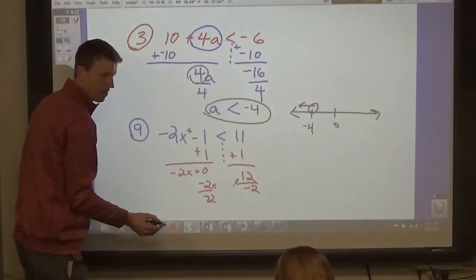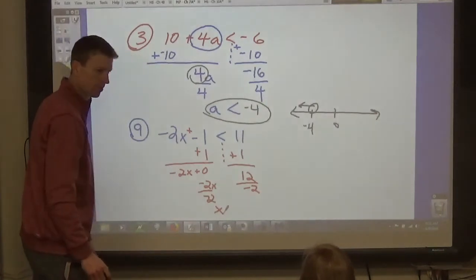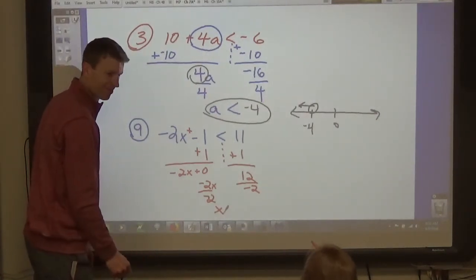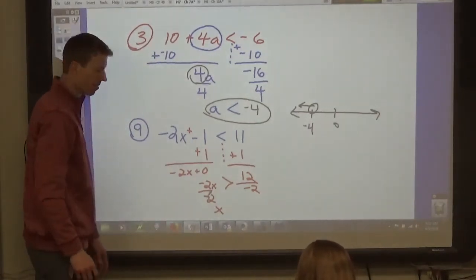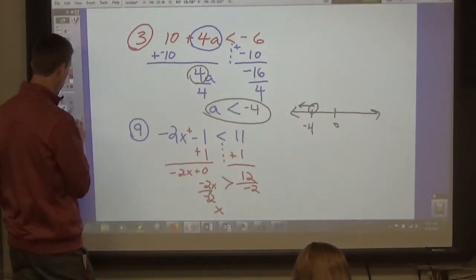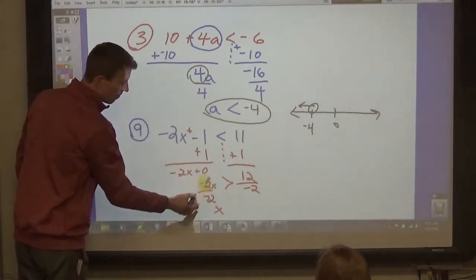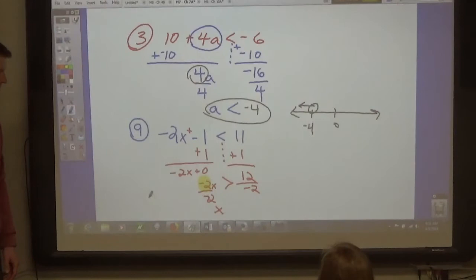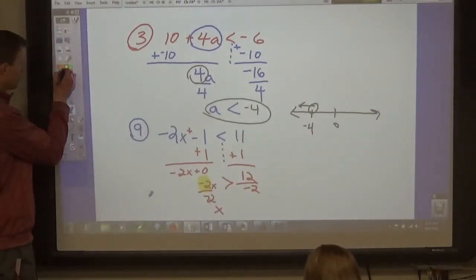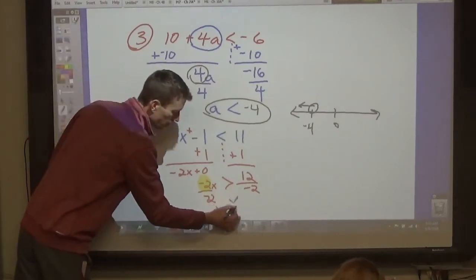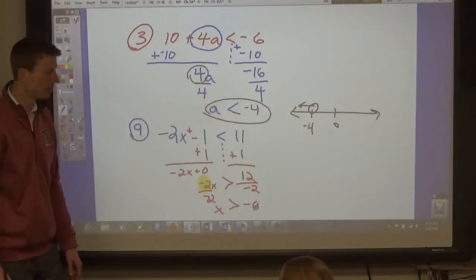First you flip the sign, yeah, because this is a negative. Because you have to divide by a negative in order to solve it. We have a negative 2 in front of the x. So we have to divide by negative 2. Good. x is greater than negative 6.